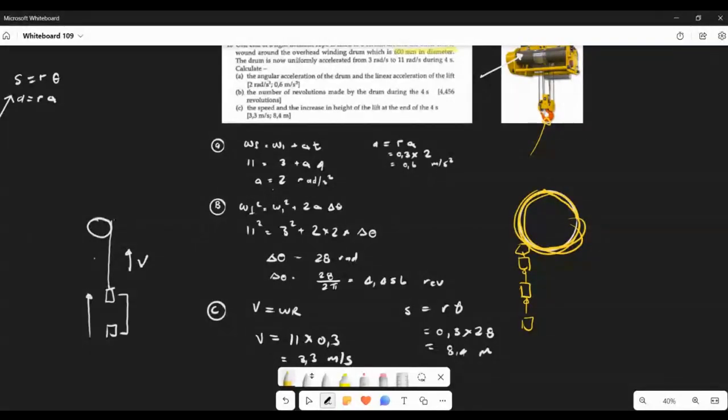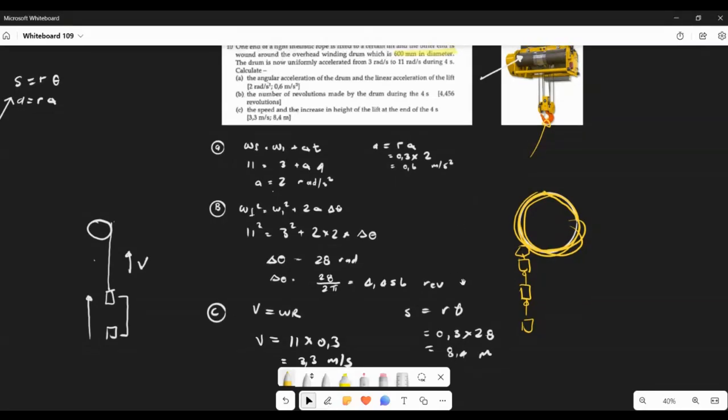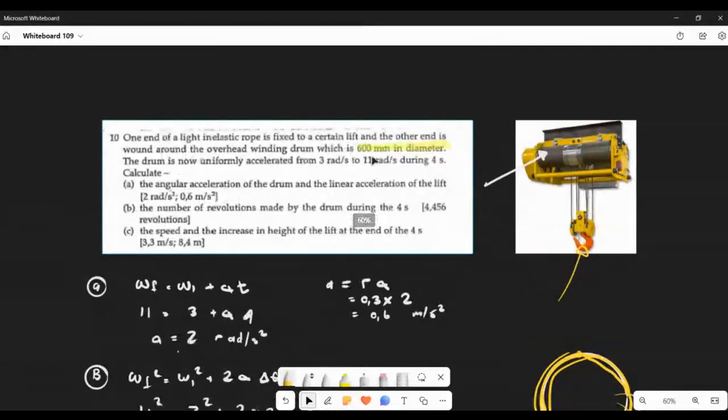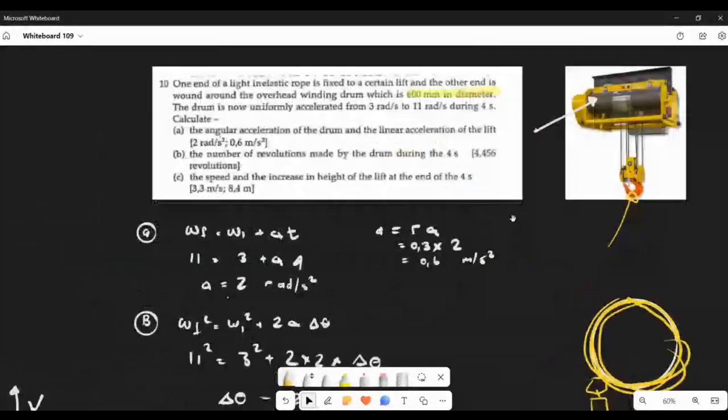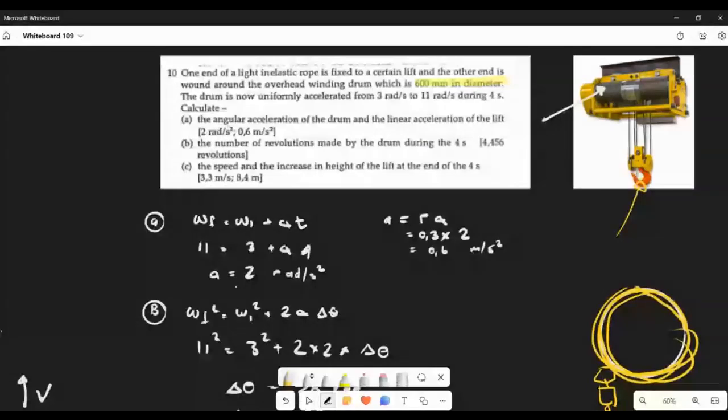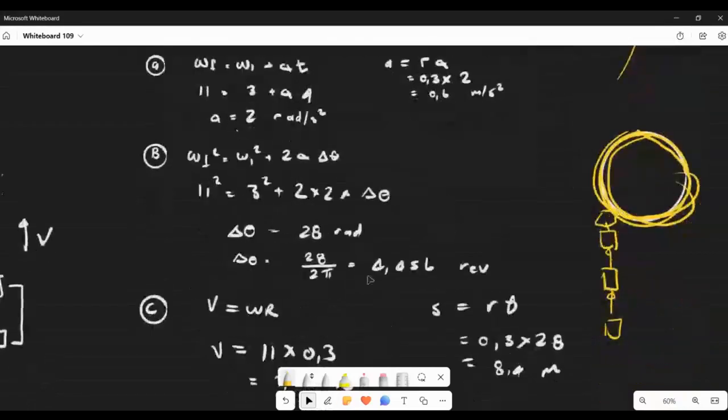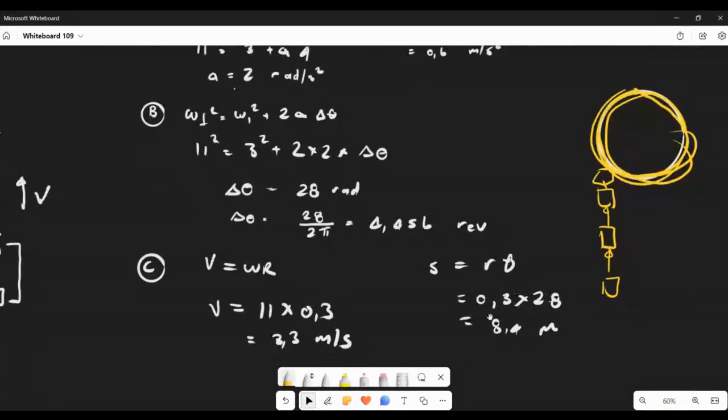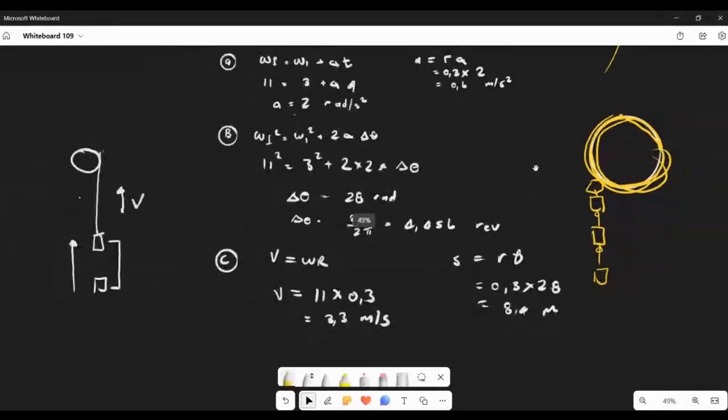Oh, sorry, sir. Please, can I ask you, where did you get that 0.3, sir? It's the radius, guys, remember, it's the radius of the winding drum. So Malusi has asked that question over there. Are you sorted? Oh, yes, sir. So if you look at that, the 0.3, we use it for the acceleration. We use it over here as well for the velocity, and we use it here for the distance.